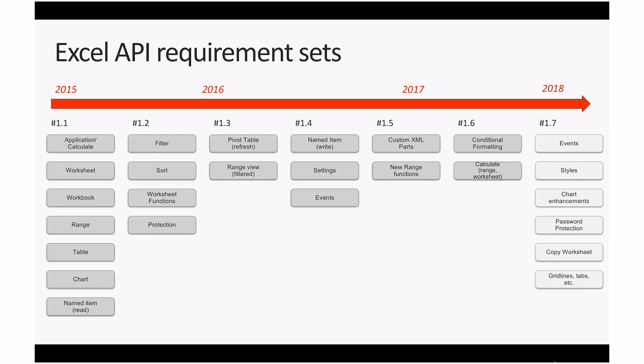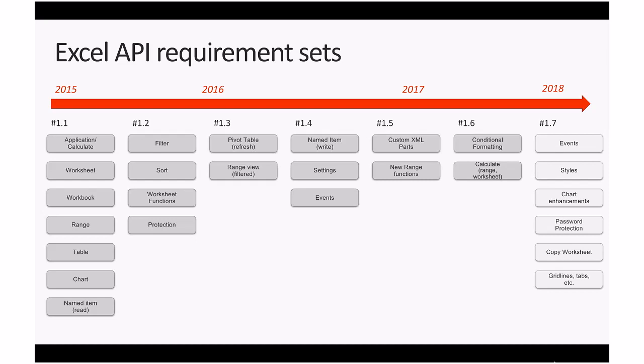Includes Windows, MacBook, online, and iPad. So these API sets currently are available in the beta API set, so beta CDN, but we're just a few days away from releasing it in the GA, general available channel.